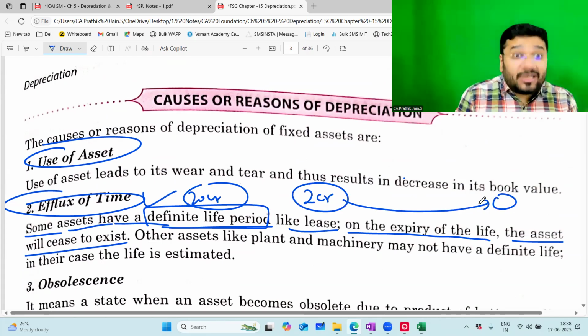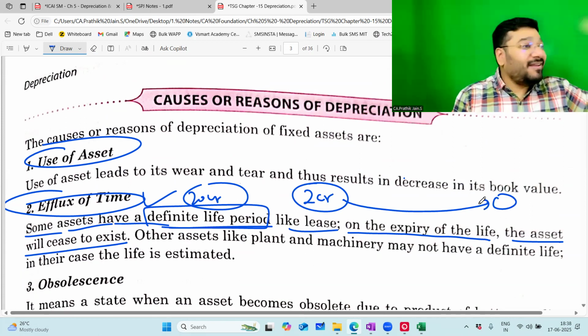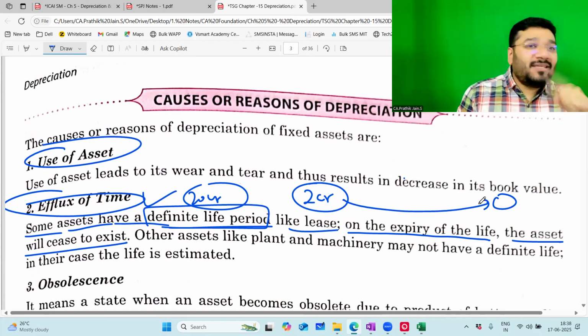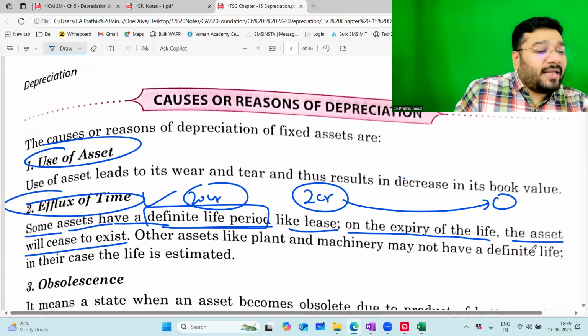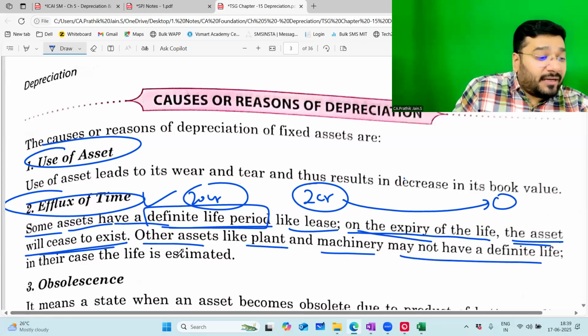And I did not even consider building on that. I did not even use that for parking also. Lying idle. Nothing I did. Zero. So this leads to reduction in value of the asset. So some assets have a definite life period like lease. On the expiry of the life, the asset will cease to exist. Other assets like plant and machinery may not have a definite life. In their case, life is estimated.